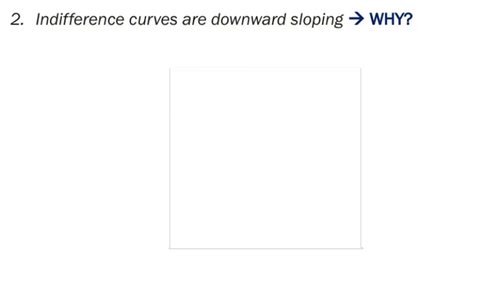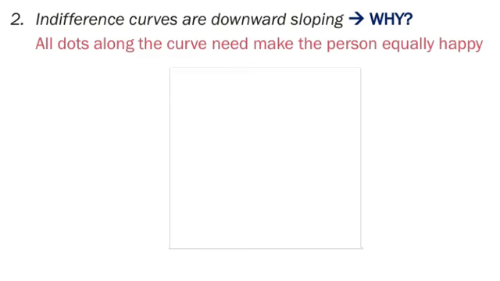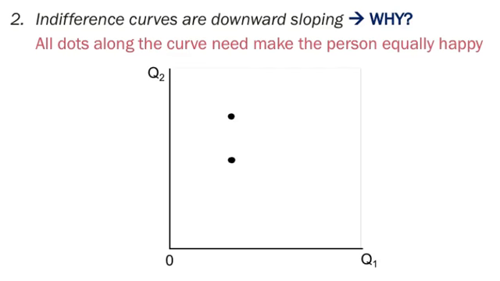All right, property number 2. We said that indifference curves are downward sloping. Why is this true? Okay, the reason this is true, again, is because all dots along the indifference curve need to make a person equally happy. So consider 2 dots that are stacked right on top of each other. The top dot is going to make a person happier relative to the bottom dot because the top dot gives you more of the good on the vertical axis, but the same amount of the good on the horizontal axis.